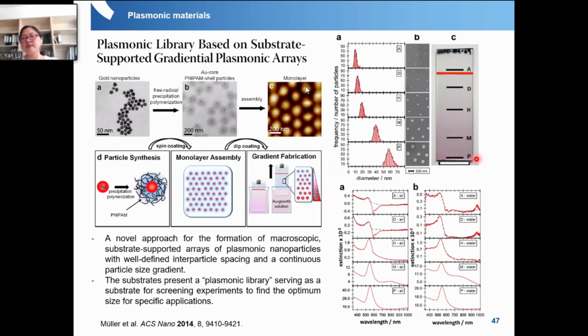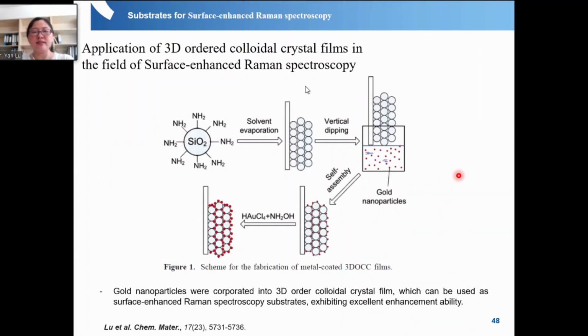And here is the slowest, so the lowest part, which means a very big particle can be grown in the end. You have a very good way to control this gradient plasmonic array by combining this film formation with the growth of the particles.